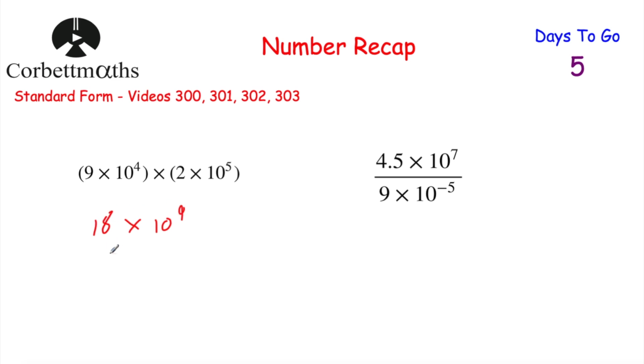Now this isn't in standard form. Remember the number at the front has to be between 1 and 10. So what we're going to do is we're going to write 1.8. So we've made this 10 times smaller. So we have to make this 10 times bigger. So that would be 10 to the power of 10. So our answer would be 1.8 multiplied by 10 to the power of 10.